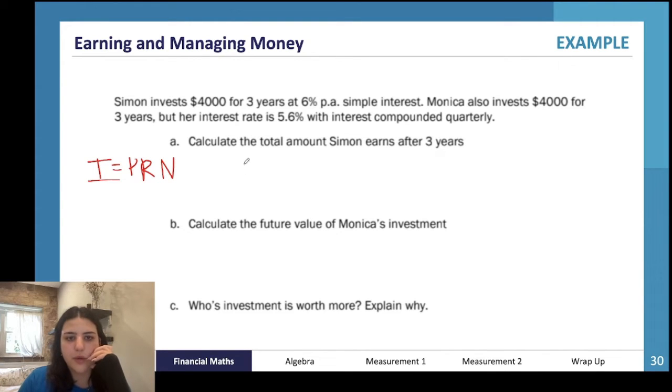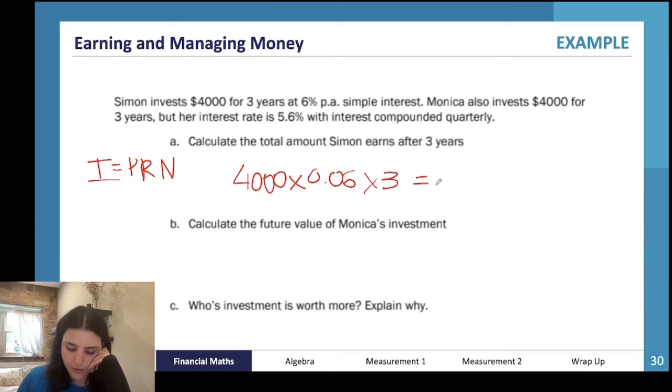PRN. So the principal is $4,000 times the rate, which is 6% per annum, so 0.06 times 3 years. So 4,000 times 0.06 times 3 years, he earns 720. Now, compound interest is our future value.